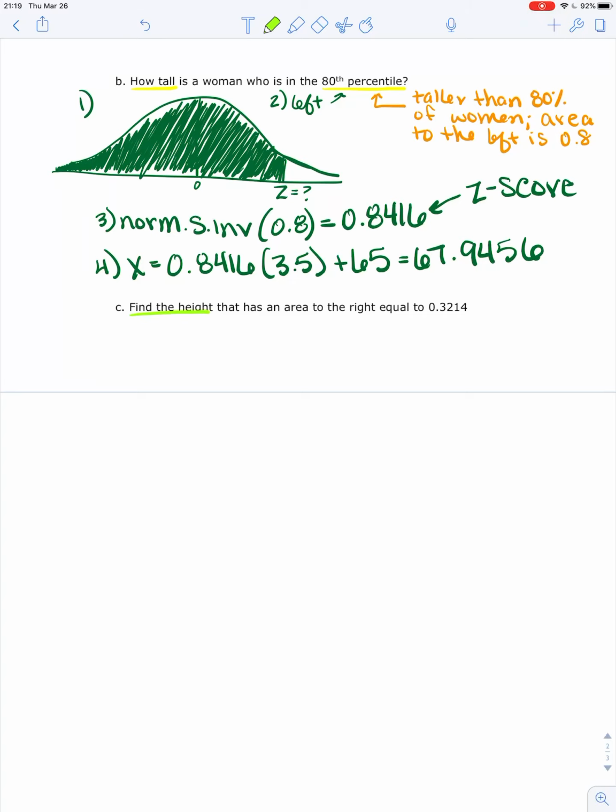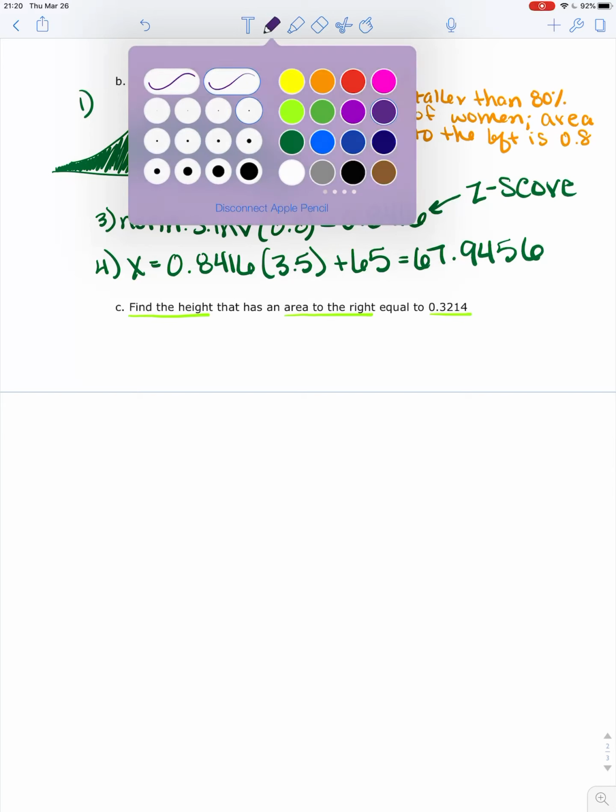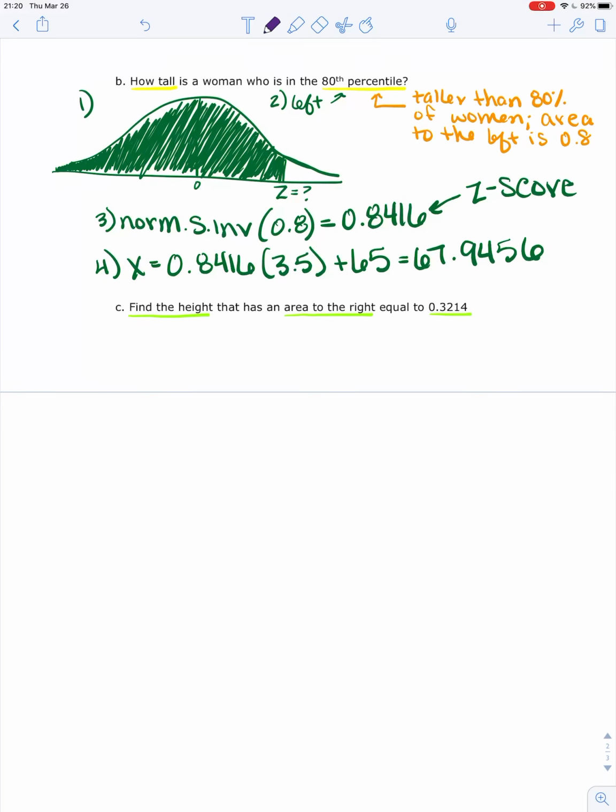So now find the height. So we're not finding a probability, we're finding a height. Height is our x. We have an area to the right of 0.3214. So now this is where we're going to see us have to do a little bit more work to find this height, because now we have the area to the right instead of the area to the left. So let's get in there and start this process.